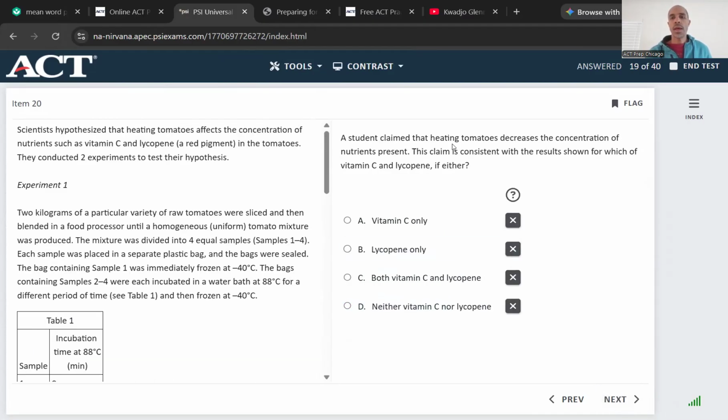They soon claimed that heating tomatoes decreases the concentration of nutrients present. This claim is consistent with the results shown for which, vitamin C and lycopene, if either?